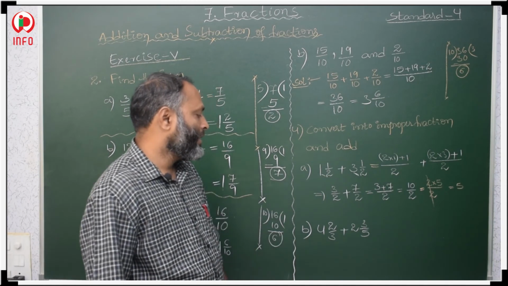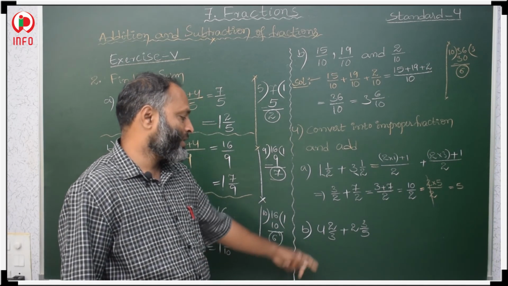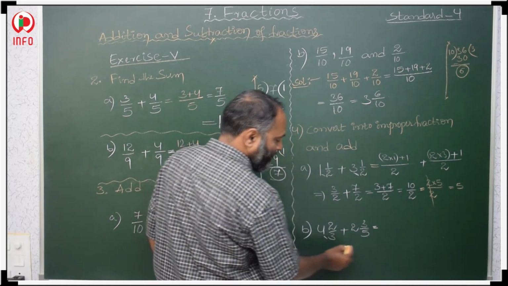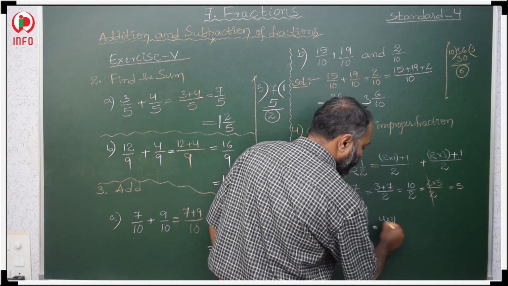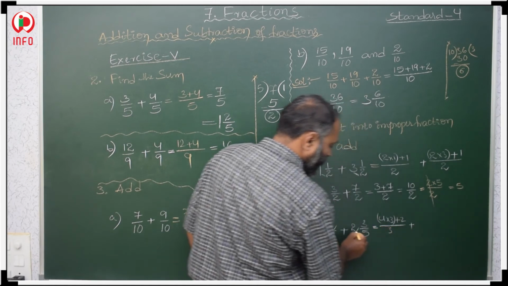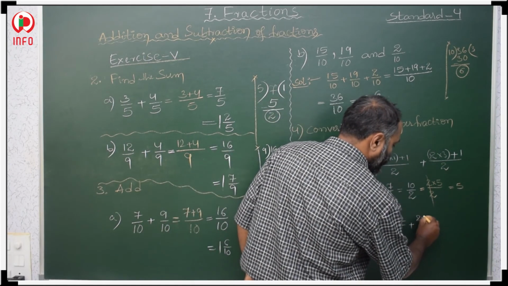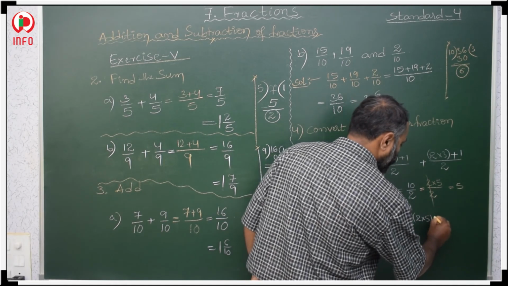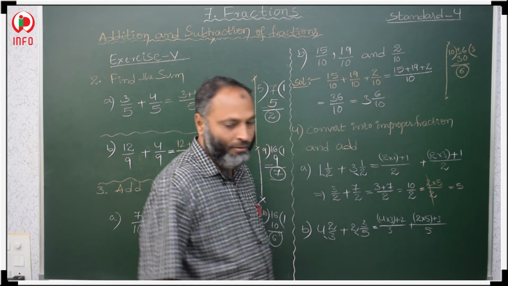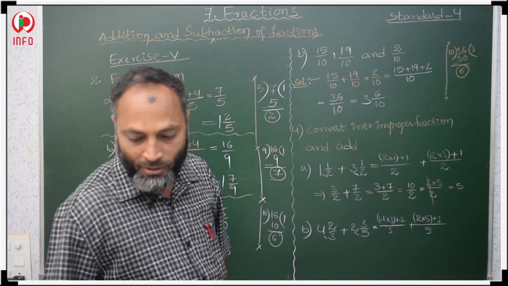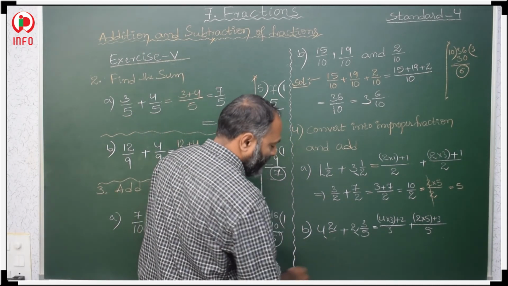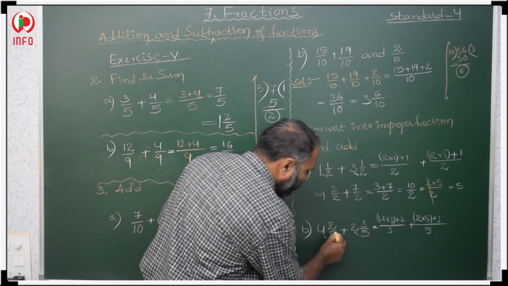Next. Here also we have to convert this mixed fraction into improper first. So how? First we have to multiply these two. 4 into 3 plus 2 divided by 3. After that plus 2 into 5, 2 into 5 plus 3 divided by 5. Here also divided by 5, not divided by 3.